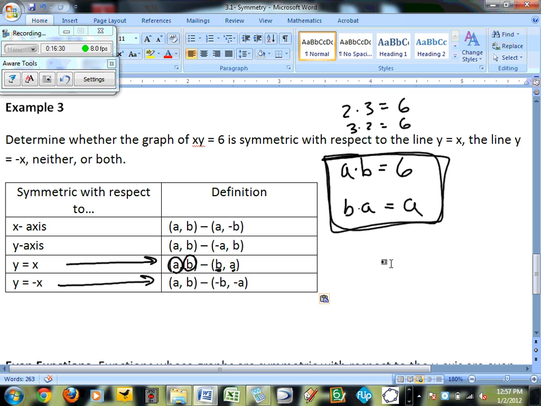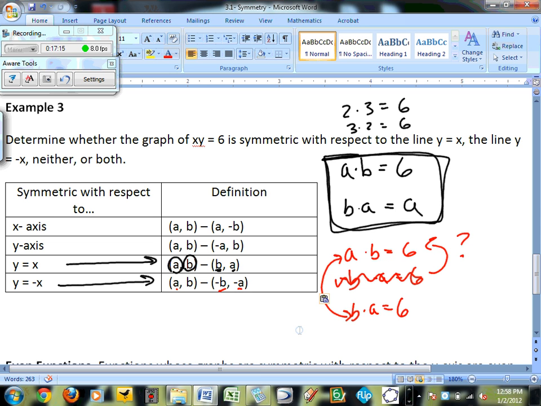Well, we can do that same type of thing. If I plug in a for x and b for y, now we're looking at the y equals negative x line, that equals 6. Now what if we plug in negative b for x times negative a for y, because that's what our requirements say, equals 6. Are those equal to each other? Well, a negative times a negative is always a positive. B times a equals 6 now. And we just talked about how these are also the same thing because multiplication is commutative. So therefore, this is also symmetric to the line y equals negative x.